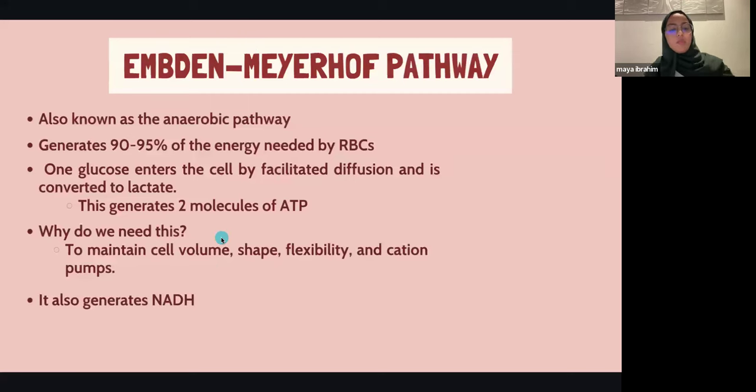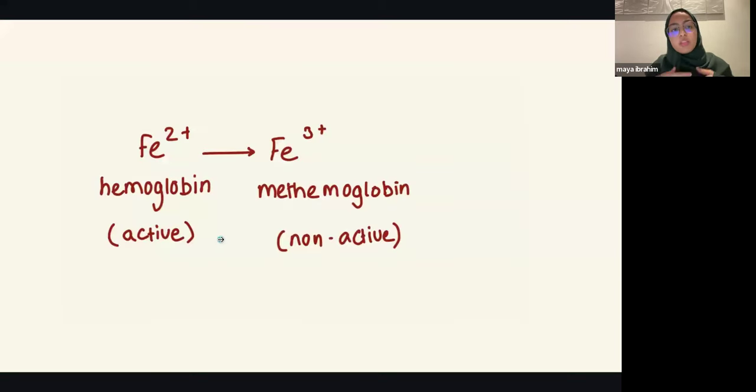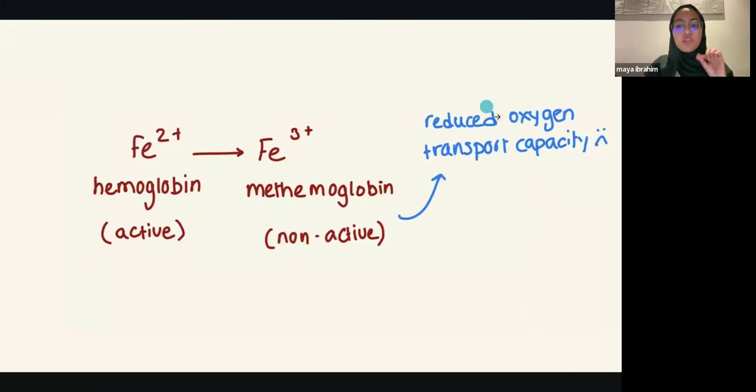It also generates NADH, but why do we need this NADH? When hemoglobin releases the oxygen molecule, the iron that we talked about that's present in the heme group changes from Fe2 plus to Fe3 plus. Why is this significant? Because the Fe2 plus is the hemoglobin form, and the Fe3 plus is the methemoglobin form. The methemoglobin form is non-active. It's not functional. It results in reduced oxygen transport capacity, which is really bad for us because we need this oxygen. We need RBCs to carry out their function.